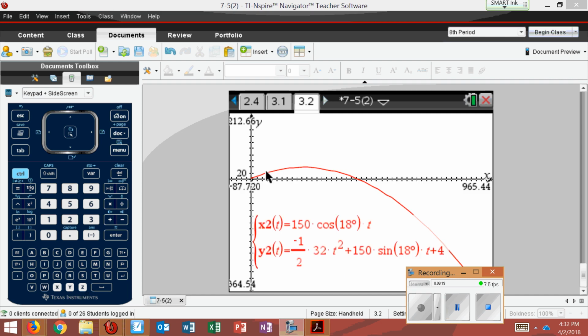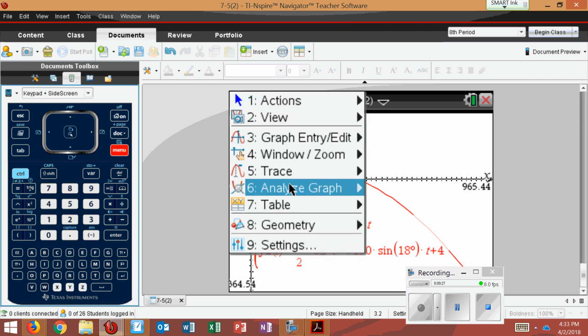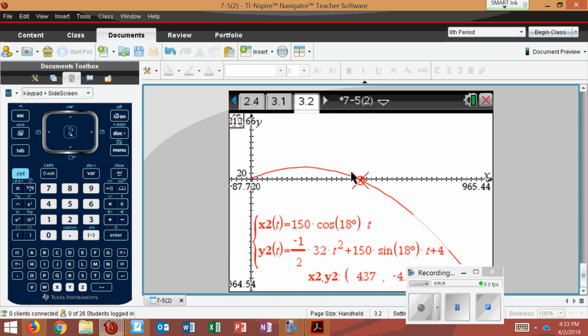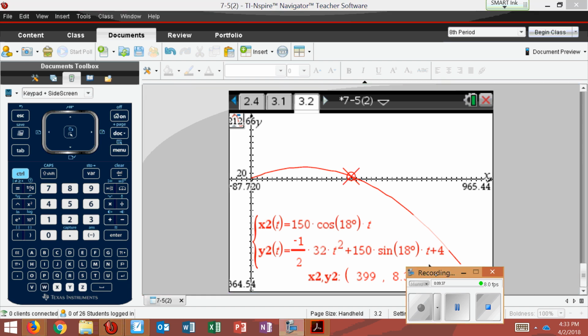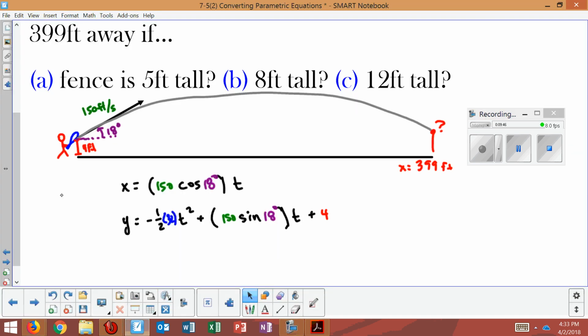All right, so here's the flight of the ball when I typed in these equations. And so now what I want to check is, what happens at 399 feet away? So I'm going to go to graph, trace, and here I'm looking at 399 feet away. So there it is, exactly 399. What happens at 399 feet? Well, we can see that it has a height of 8.35 and the ball's been in the air for 2.8 seconds. So what do we want to know?